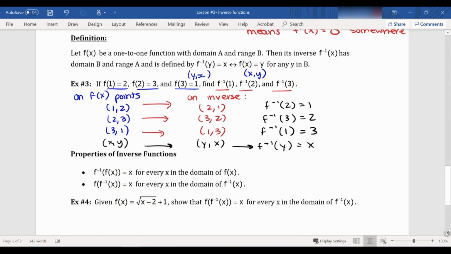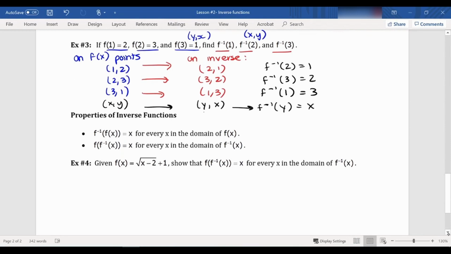A property of inverse functions: if you have the inverse function of f, applied to f of x, it will equal x. And if you have the function of the inverse of x, that will also equal x. But notice how this is using an inverse function. If the inverse is not a function, this won't work. Your inverse must be a function for these to be true. So we're going to show that that works for one specific example here.